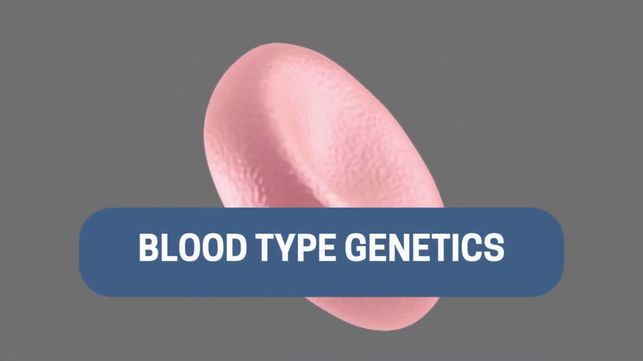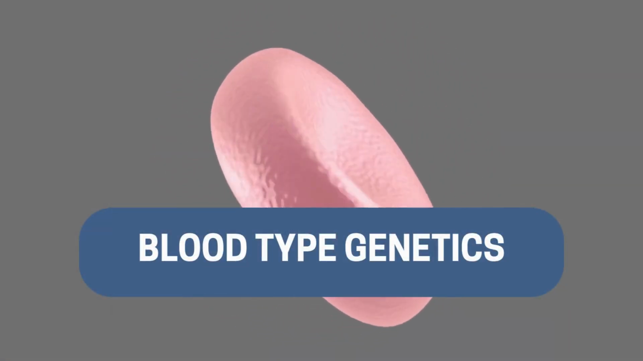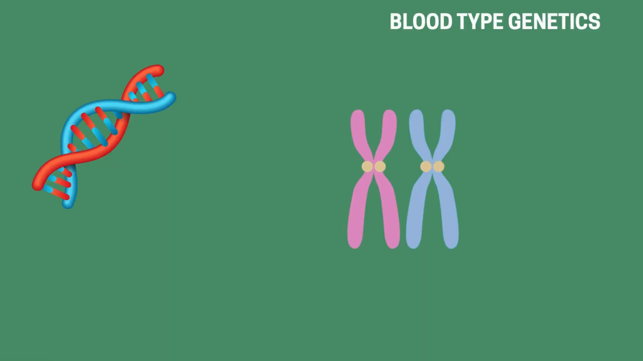Your blood type is determined by the genes you receive from your parents. Let's check out how this works. The genes responsible for your blood type are located on chromosome 9. You inherit your blood type by receiving one allele from your mom and one allele from your dad.